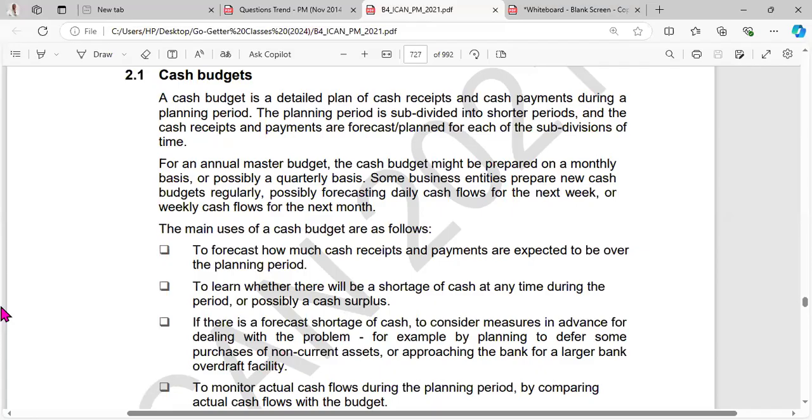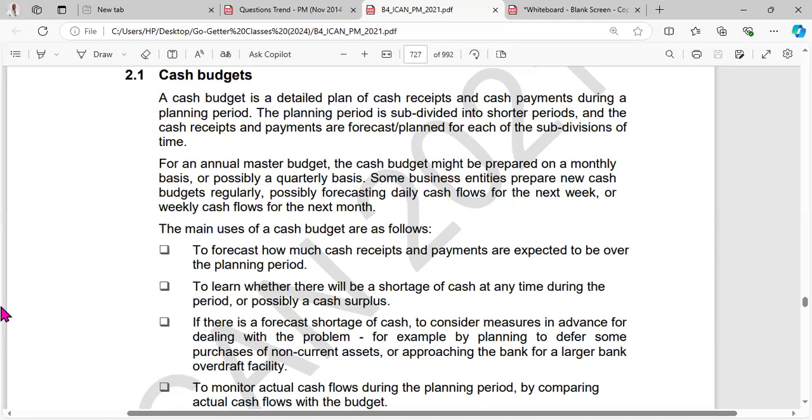The planning period is subdivided into shorter periods, and cash receipts and payments are forecast or planned for each of the subdivisions of time. For an annual master budget, the cash budget might be prepared on a monthly basis or a quarterly basis. And some businesses prepare new cash budgets even weekly.